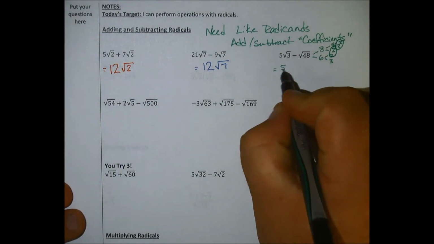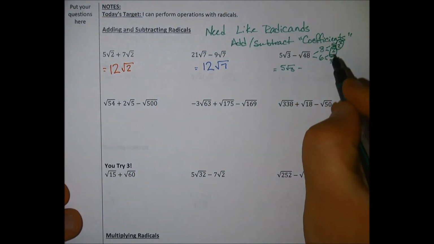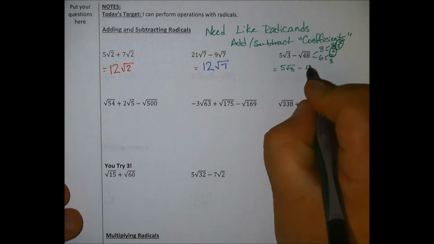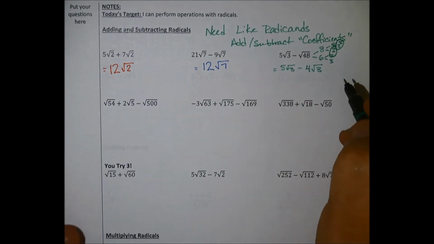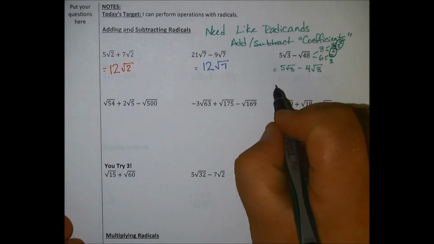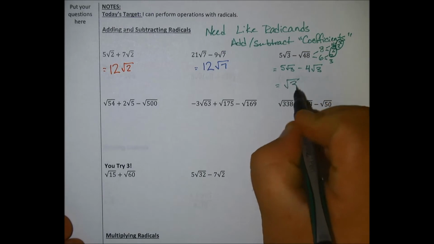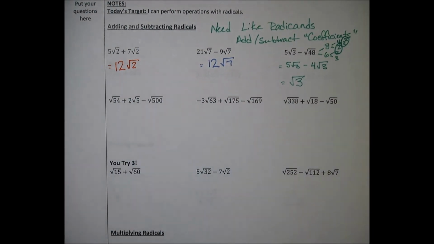So what I'm left with is 5 square roots of 3 minus, I have 2 groups of 2, so that is 2 times 2, which is 4. So I have 4 square roots of 3 there. And 5 square roots of 3 minus 4 square roots of 3 would be 1 square root of 3 that we can just write as square root 3. All right, not too bad, huh? Kind of fun, actually, because we found something that relates to other things that we've done.